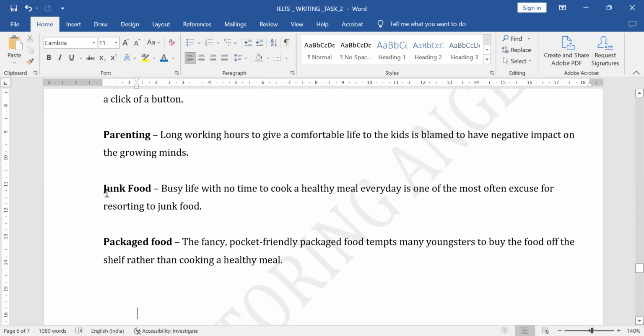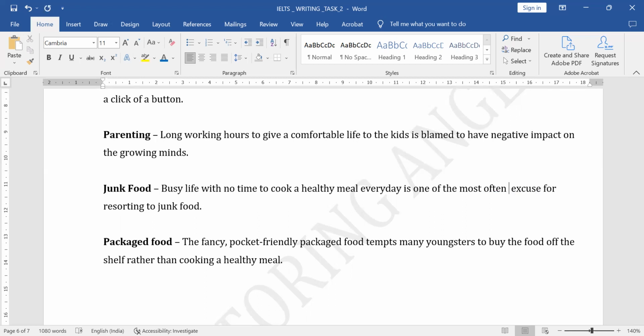All right. Shruti, can you connect to junk food? Such an appropriate topic for me. All right. Busy life with no time to cook a healthy meal every day is one of the most often excuses for resorting to junk food.